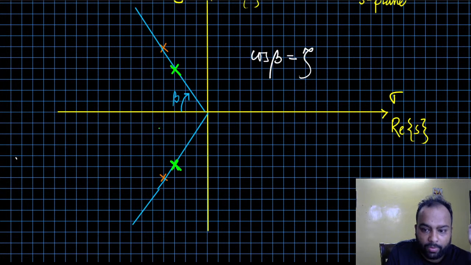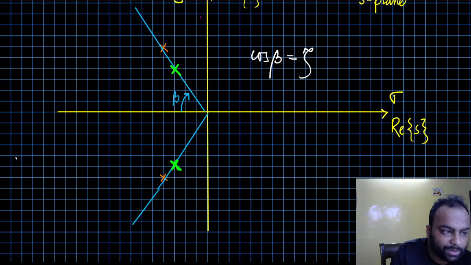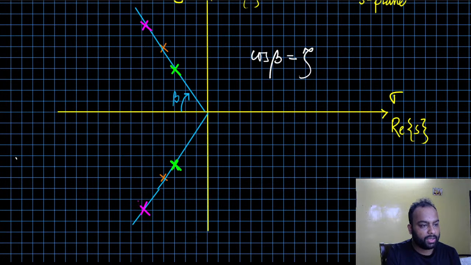Now look at the green ones. If I calculate the value of beta, they will have the same value, and subsequently cos beta will be zeta. Try to understand where I'm going with this. If I have pole pairs here and here, of course they are complex conjugate pole pairs, they would always appear in pairs. If I have this pink pair here, for that as well the value of beta is the same, so zeta is the same.